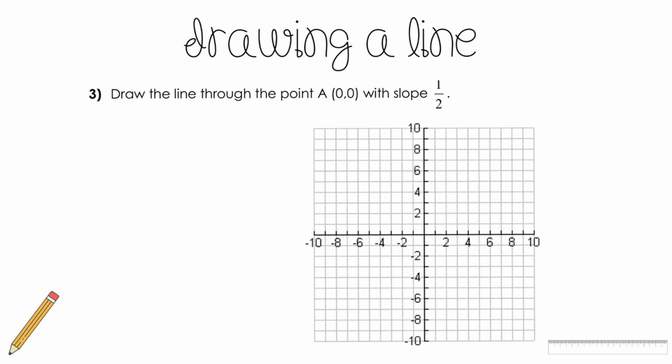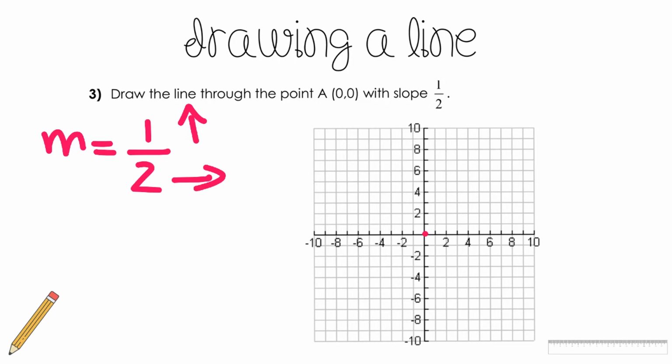Example number three, draw the line through the point 0, 0 with a slope of 1 over 2. So make your original point at the origin again, and our slope is 1 over 2. The top number represents the rise. That means we're going to be moving up 1 unit. The denominator represents the run, and it's positive, so we're going to be moving 2 units to the right.